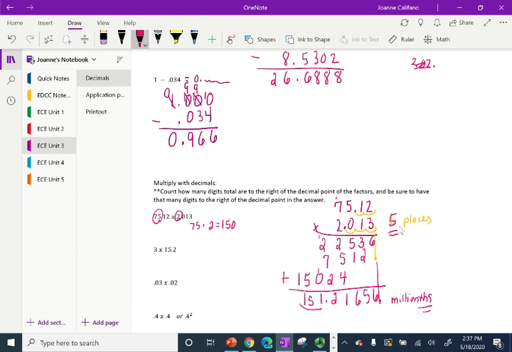And I looked back to see what did I do wrong. I counted wrong up here. 1, 2, 3, 4, 5. 5 places. Drop down here, move the decimal 1, 2, 3, 4, 5 places. And that is where it goes. 151 and 21,656 hundred thousandths.